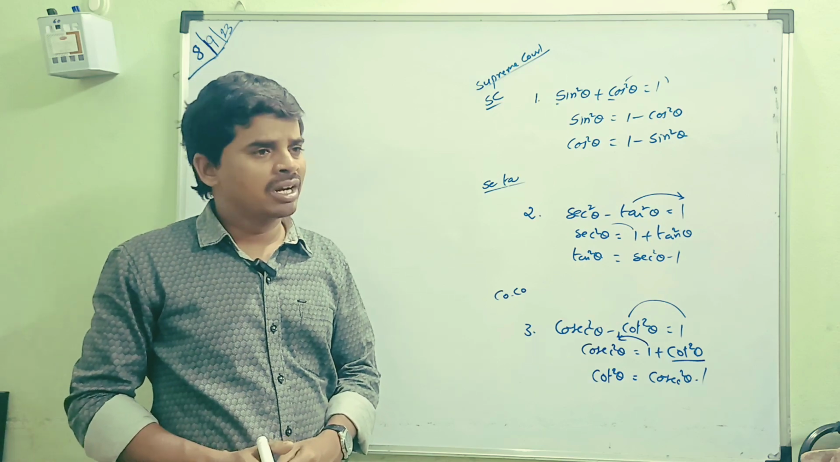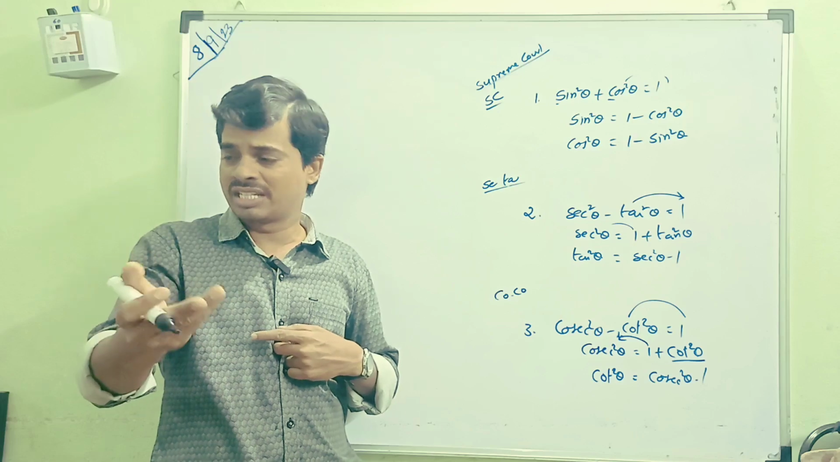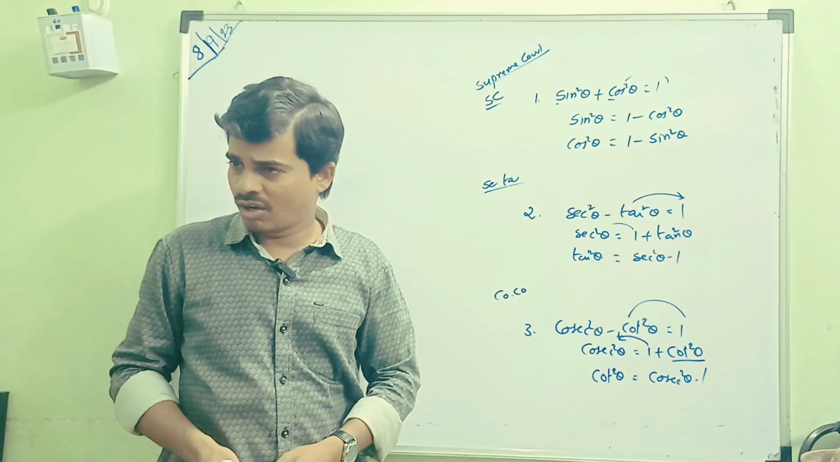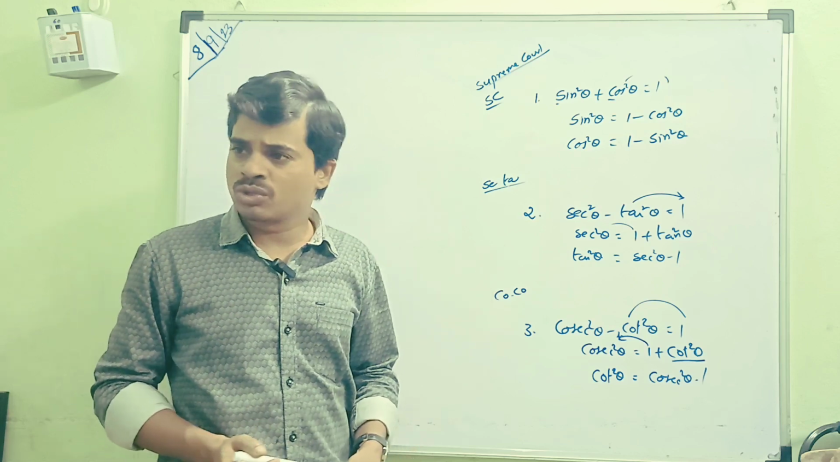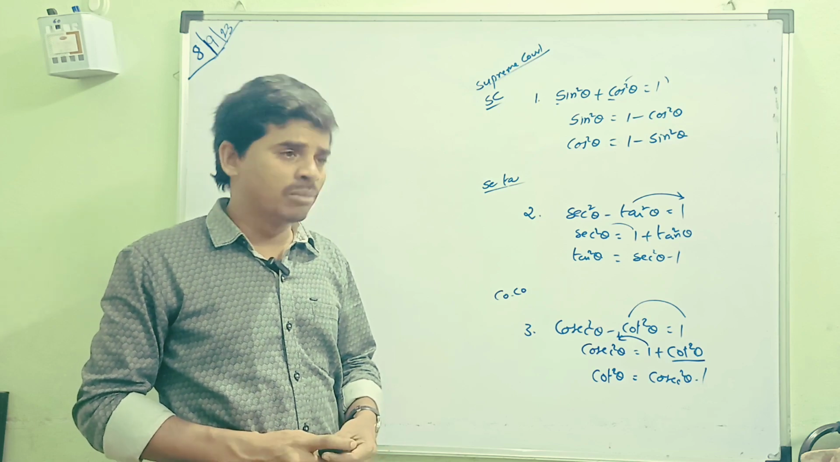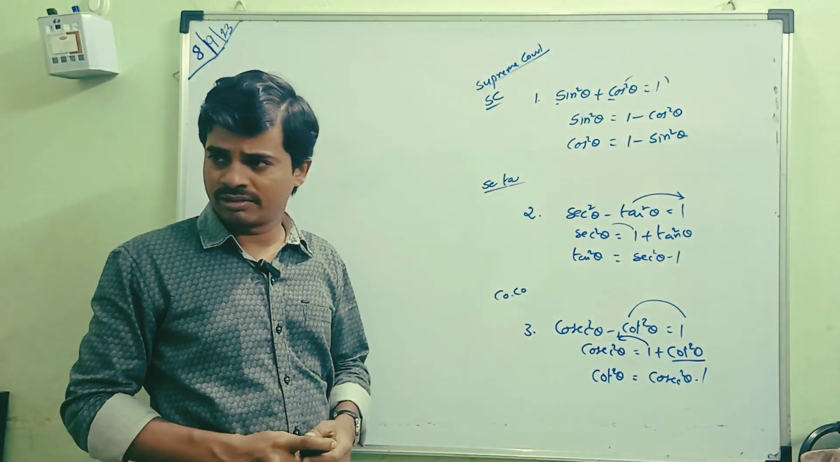One is ratios, like sin theta is equal to opposite by hypotenuse, cos theta is equal to adjacent by hypotenuse. That is one section of formulas. That we don't use in this exercise on identities. In solving identities, we don't use those formulas. The second type is the table. The table also we don't use in these identities.